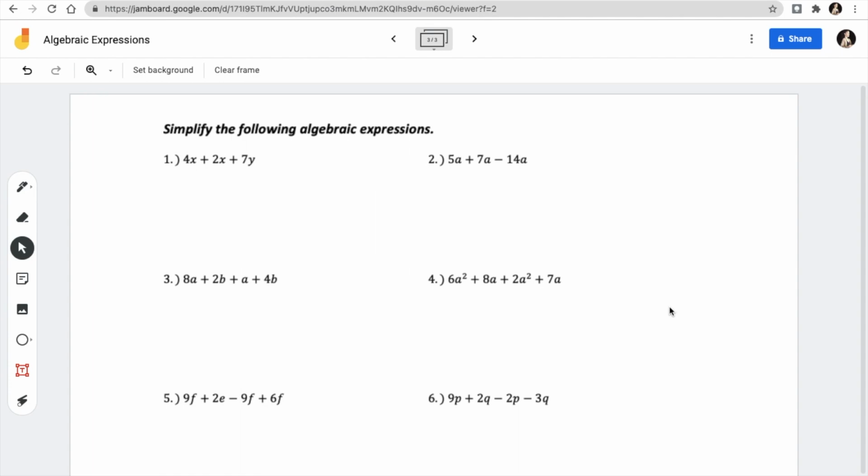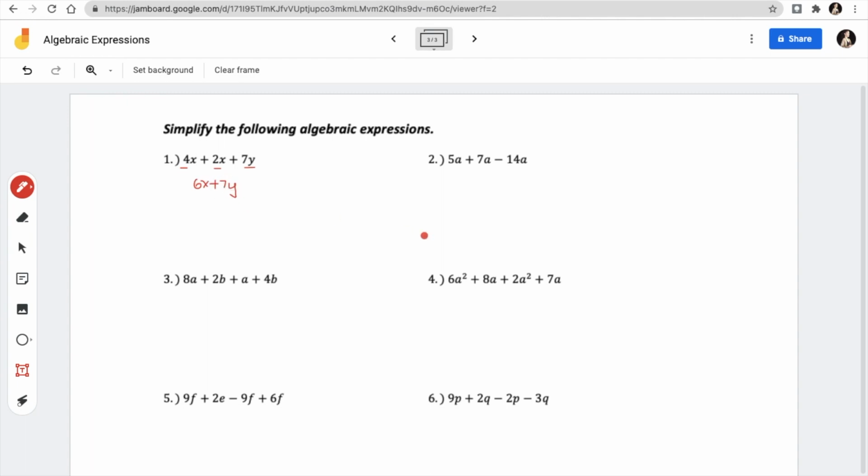For these instructions, simplify the following algebraic expressions. For number 1, you have 3 terms: 1, 2, and 3. As you can see, only the first and second terms have the same variable, so you can just add them. The answer is 6x plus 7y.